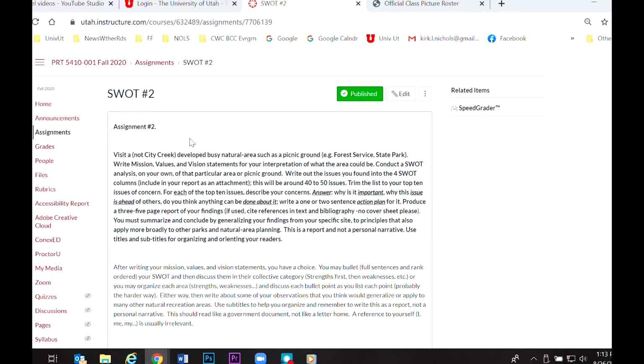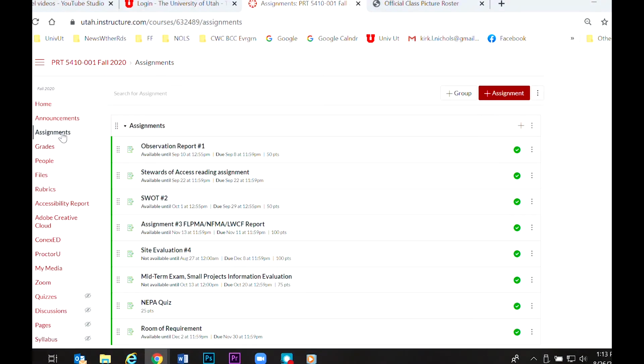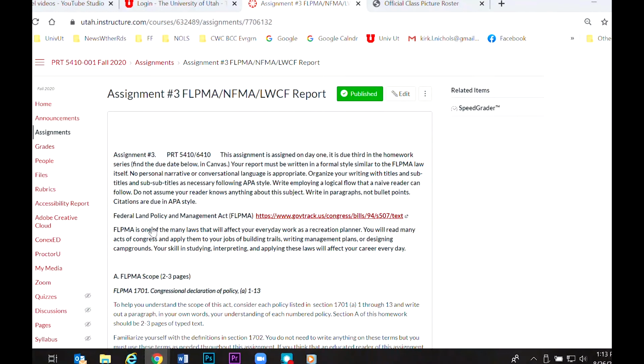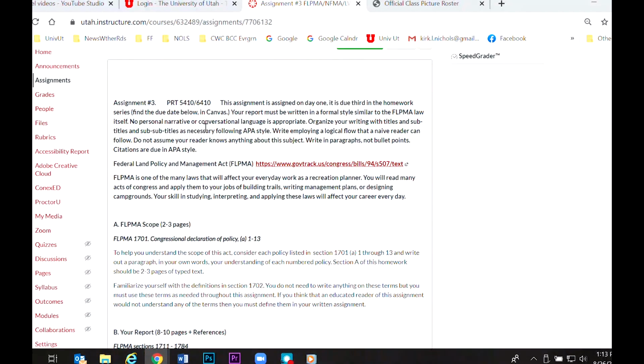The first 2 have already begun. This one's coming up. And the third assignment, it's funny numbering because it actually begins today too, but it's turned in 3rd. So this is a big assignment, and it is about FLPMA. I skipped the others, which is the Federal Lands Policy and Management Act. I chose not to confuse it because we've got a small class with those others. So I think this is a big enough assignment.